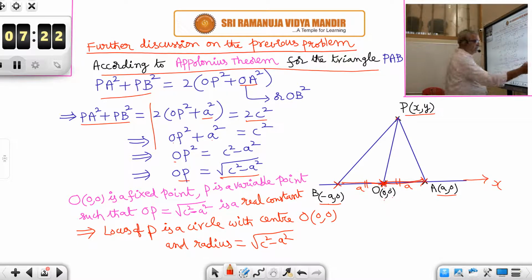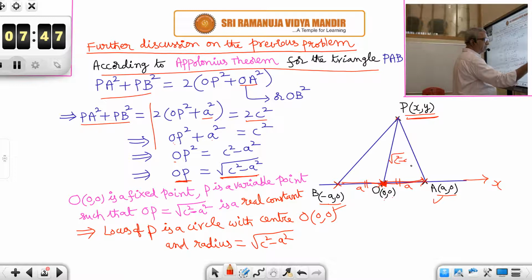You know that origin is a fixed point. A and B are fixed points, means their midpoint also will be fixed. P is a variable point on the locus. Locus point means it is a moving point. It is not a fixed point, it moves. So P x comma y is moving such that the condition is OP is always a constant. O is a fixed point, P is moving such that OP is always a constant.